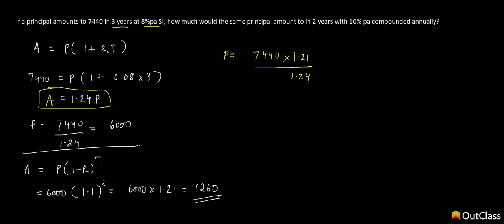So a more experienced solver would look at this question and directly go 7,440. It's just direct proportion to this point. My answer is 121 by 124 of my amount in the first case or the SI case. If you're able to comfortably write something like this directly from a question like this, you'll be able to solve very efficiently.